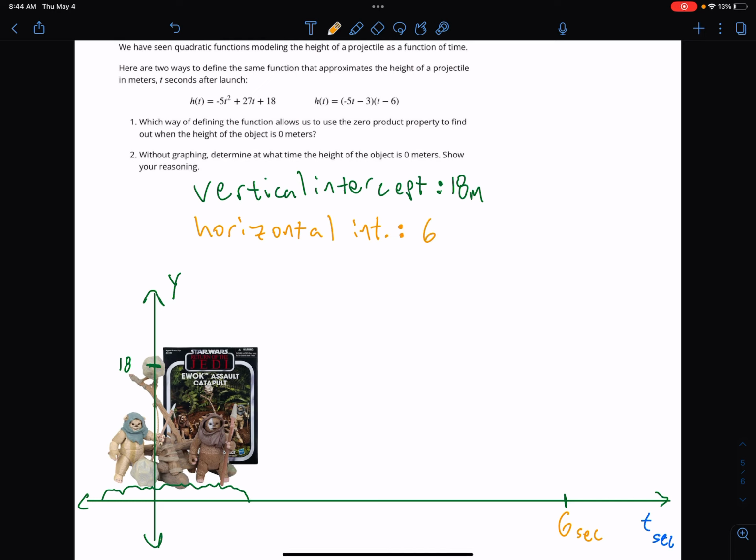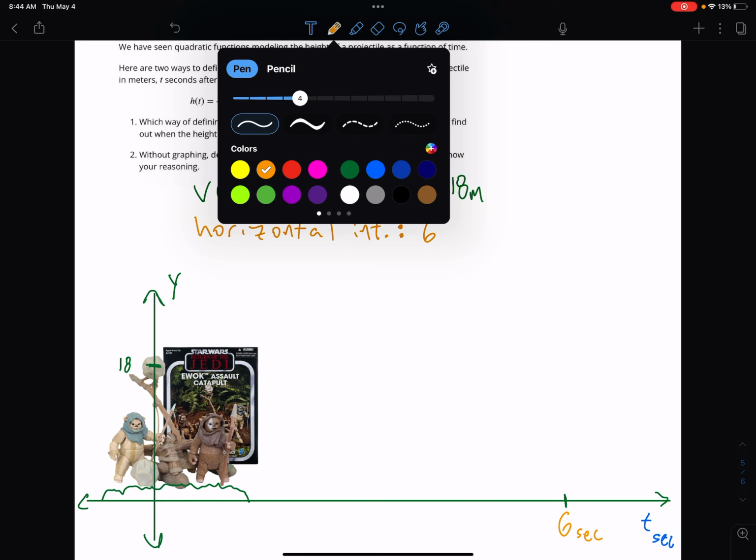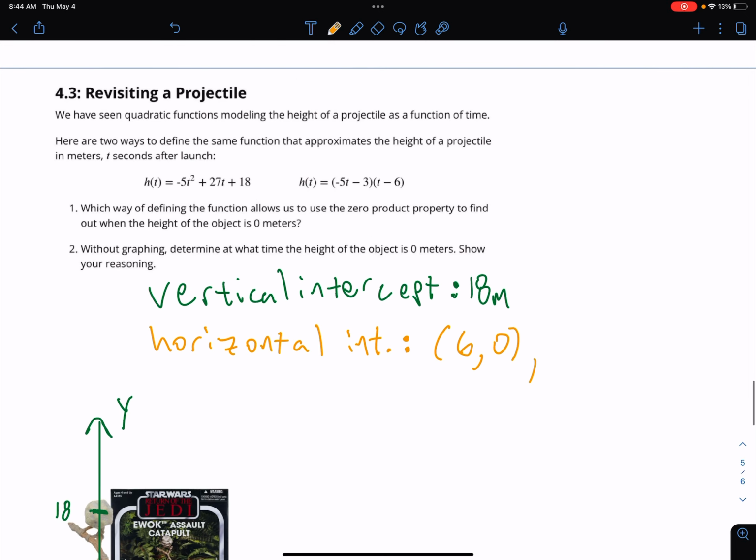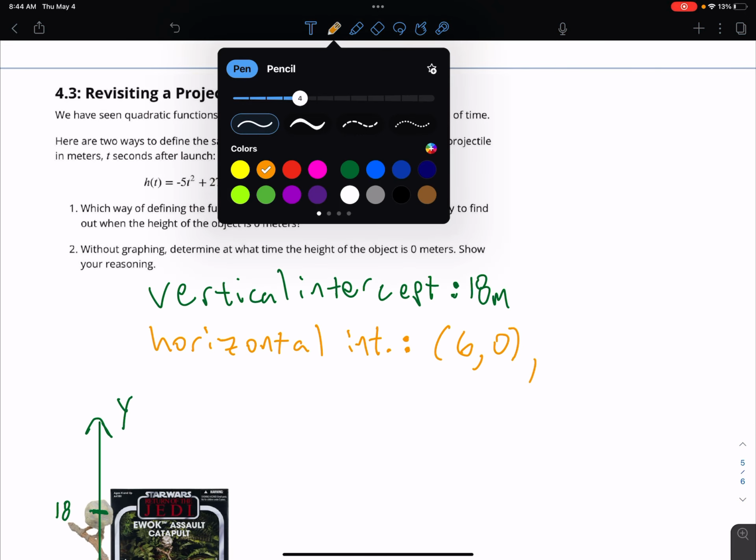6. So when t for time equals 6, we can list our 2 coordinate pairs here. When time is 6 seconds, the height will be 0 meters. And what about this other one? It's not quite as convenient for us.